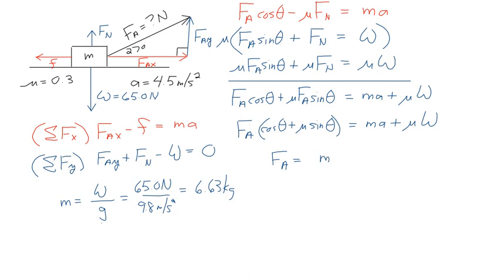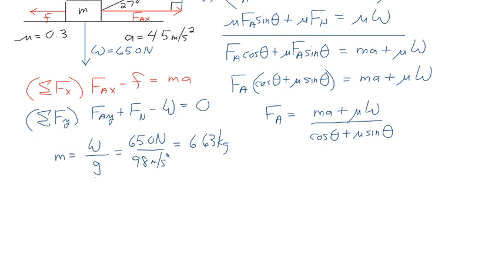So my final step over here, if I solve for FA, it's just going to equal what was over there, MA plus mu W, divided by this right here. These two are being multiplied together, so when I move this to the other side, it will be division. So I'm going to have divided by cosine theta plus mu sine theta. And I hope you can do this in your calculator without putting in partial answers along the way.